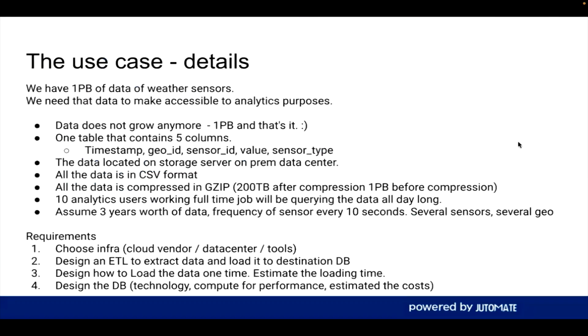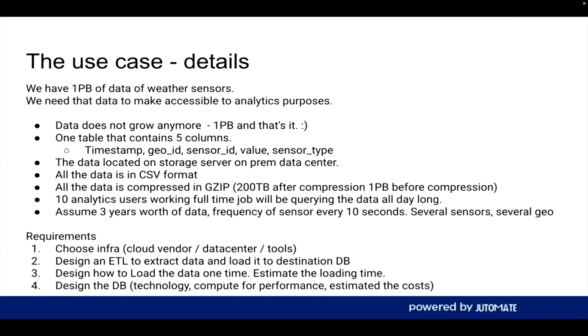Okay. So the use case details. Let's assume we have 1 petabyte worth of data. The use case is weather sensors, and we need to take the data and make it accessible for analytics purposes. The data is not growing anymore. It's static, 1 petabyte, and that's it. Essentially contained in one table containing 5 columns.